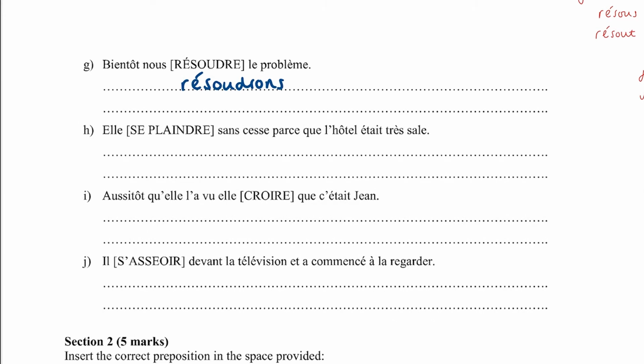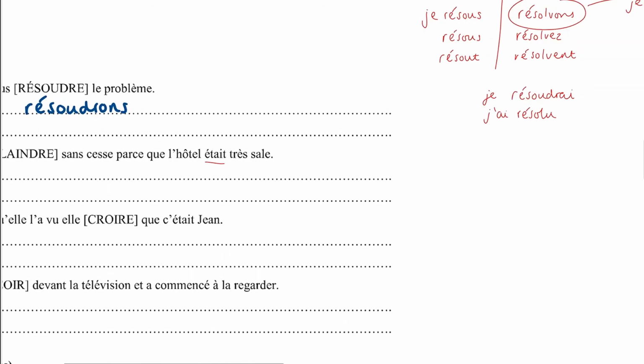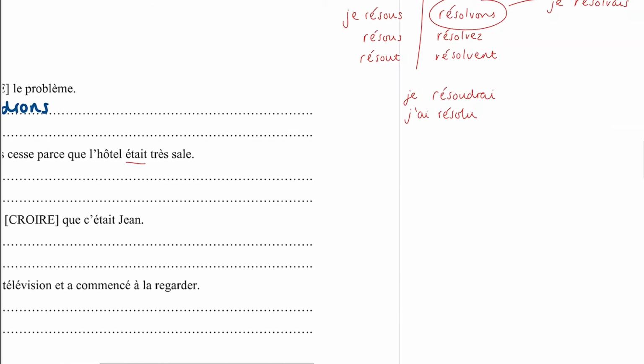Okay, next sentence. What tense are we in? Était. She was doing something, a continuous action. She was complaining relentlessly because the hotel was very dirty. Plaindre is another weird present tense verb. So it goes like, it's plaindre, but it's je plains, nous plaignons, all that kind of thing.